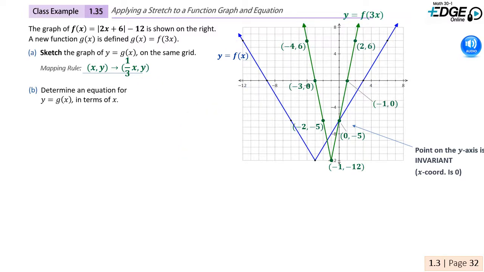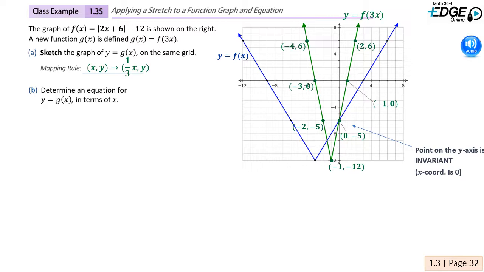When sketching a transformed graph, or when verifying the sketch of a transformed graph, I suggest you always start by looking at the invariant points. Here, because we've stretched horizontally, we should see invariant points on the y-axis. And sure enough, the intercept at (0, -5) is our only invariant point. All other points should have shifted closer to the y-axis.